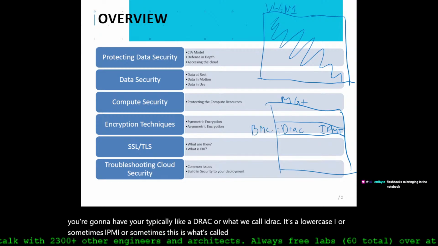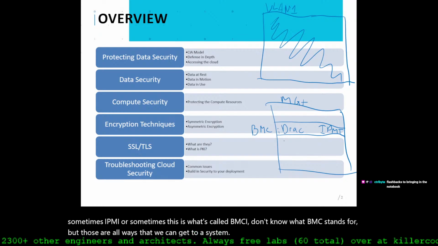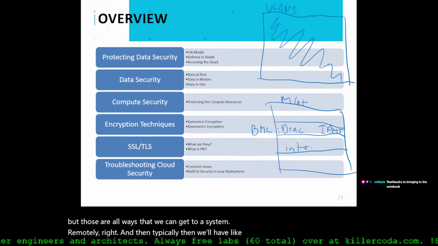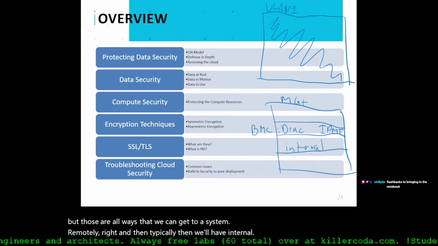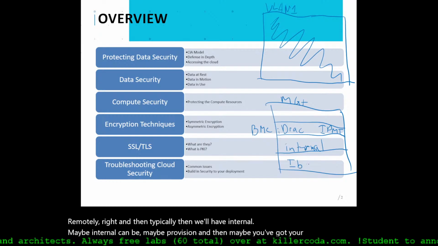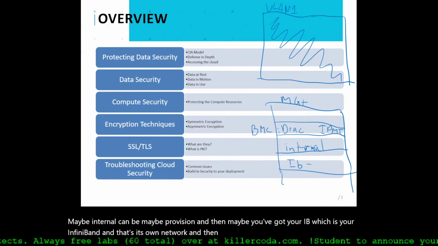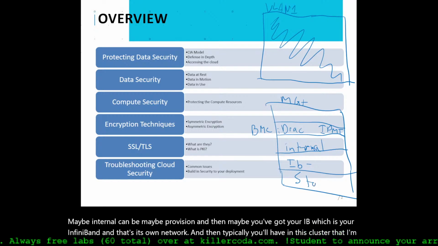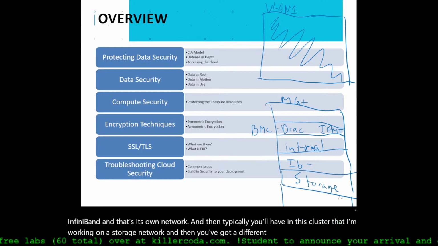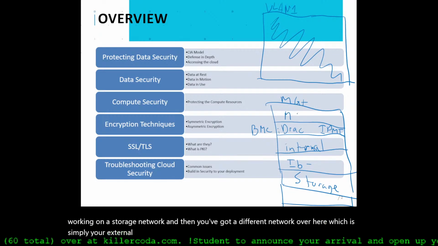I don't know what BMC stands for, but those are all ways that we can get to a system remotely, right? And then typically we'll have an internal network, maybe provision, and then maybe you've got your IB, which is your InfiniBand, and that's its own network. And then, in this cluster that I'm working on, a storage network, and then a different network over here, which is simply your external. So this is management here, MGT.